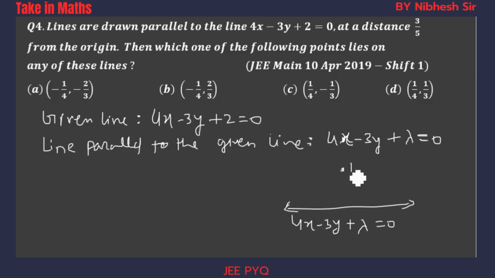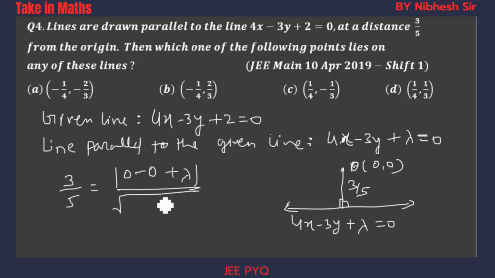And this is the point O, 0 comma 0, the origin. So the perpendicular distance from here to this line is 3 by 5. I will use the distance formula. Putting the value of x and y as 0, 0 in the line: 4 into 0 minus 0 plus lambda in mod, divided by under root 4 square plus the coefficient of y, minus 3, the whole square. If we remove the mod, this will be plus minus 3 by 5.